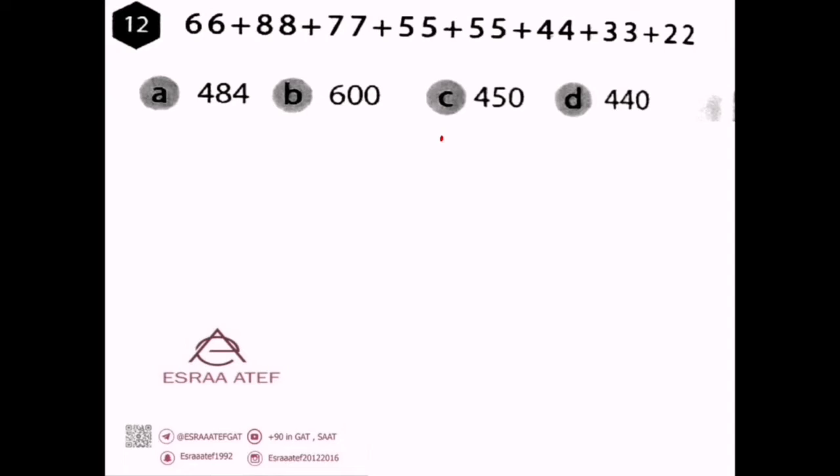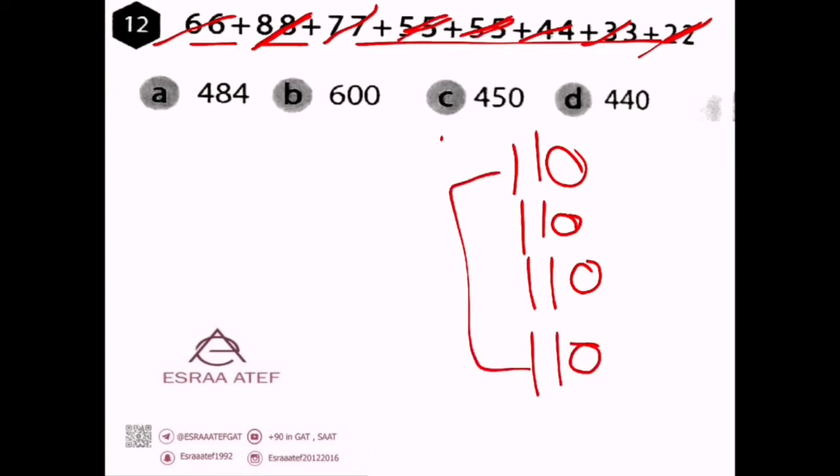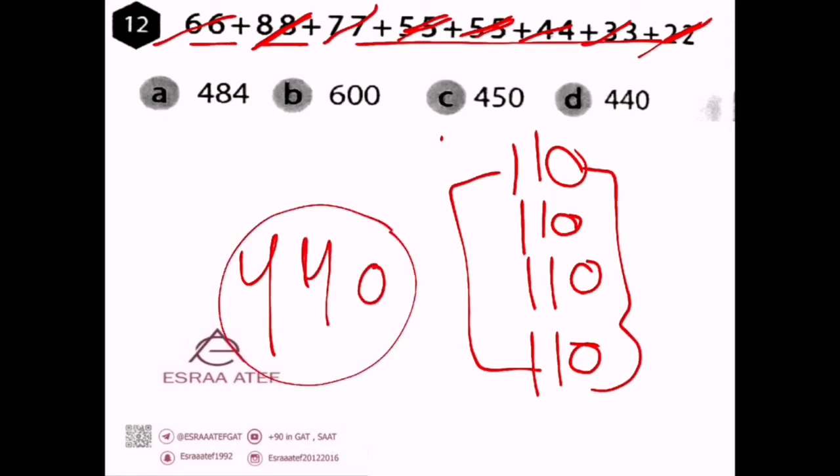Next one is similar to it. We have here 66, 88, and the other numbers too. So how can we solve it? 88 with 22: 80 and 20 is 100, 8 and 2 is 10, so we have 110. The same 77 and 33, so we have 110. The same 66 and 44, so 110, another 110, 55 and 55, which is 110 again. So all of them is 400, and how many tens here do we have? 4 tens, so the answer will be 440.